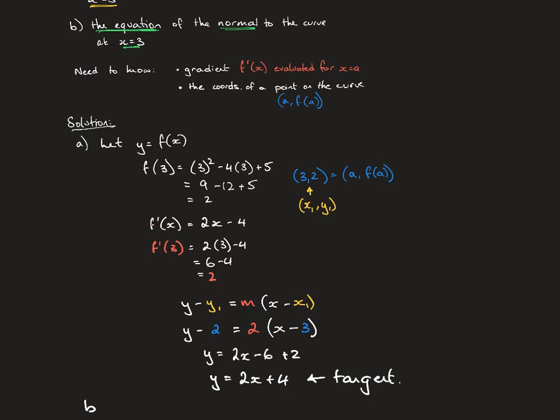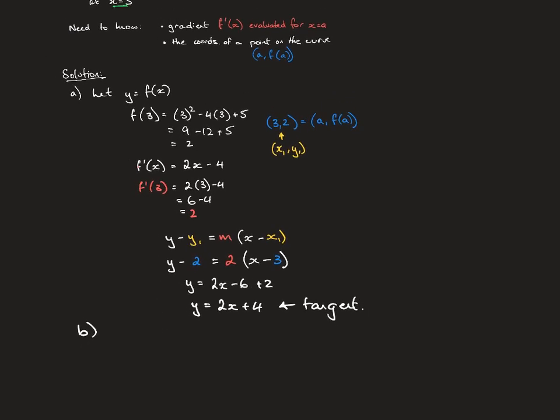And so to do part B becomes much simpler because we can actually work from this level here, or even this level here, replacing this gradient here for the tangent with the gradient for the normal, because we're evaluating at the same point, x is equal to 3. So let's just go ahead and do that.